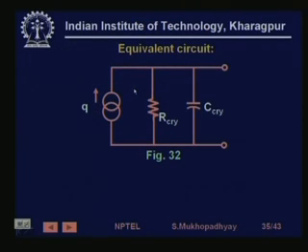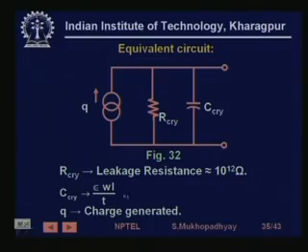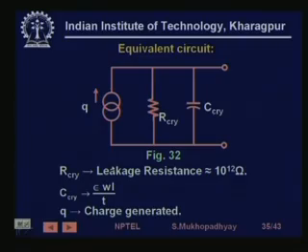So the model is that it can be seen as a charge generator in parallel with the resistance. Cry means crystal. So in parallel with the resistance and the capacitance of the sensor. This is the leakage resistance of the sensor, which is generally very high, 10 to the power 12 ohms, and C, the capacitance, is essentially like a parallel plate capacitance. So it is given by epsilon A by T. A is width into length, so therefore epsilon WL by T.